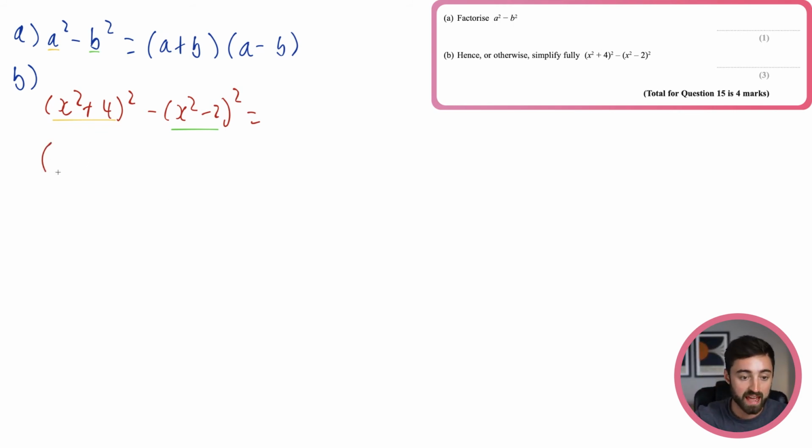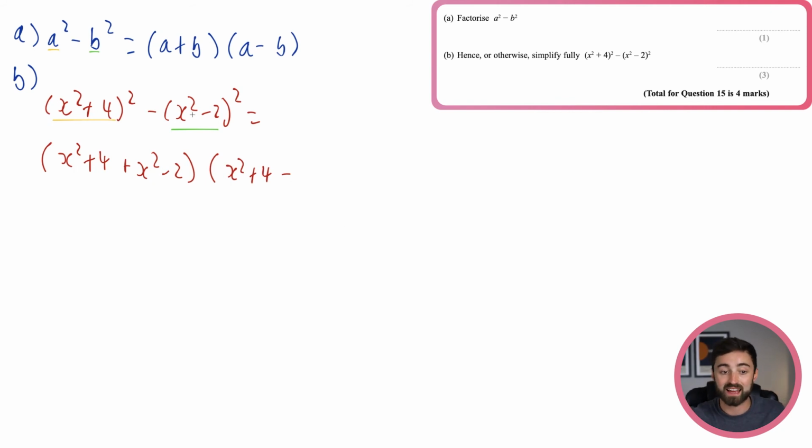In other words, it's going to be a plus b, so this is my new a. So it's going to be x squared plus 4 plus b, so plus x squared minus 2. And then it's going to be a, x squared plus 4, minus x squared minus 2. But remember, I'm minus x squared minus 2, so I need a bracket here, because I'm taking away the whole thing. If I didn't have the bracket, that would be incorrect. So now I just simplify, and I'm hoping it's going to get nice, right?